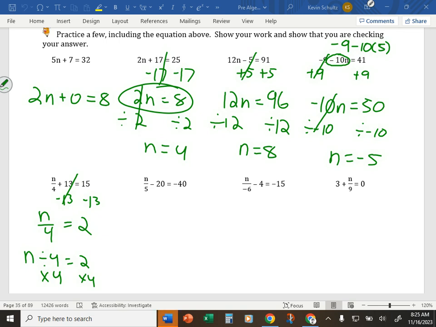We know. And then on the left side, it cancels out. And 2 times 4, n equals 8. Okay? You can plug this back in and check it also. If n equals 8, 8 divided by 4 is 2. 2 plus 13 does indeed equal 15. So checking it helps verify that you're right. It does work. Okay? Next one, what are we doing first?